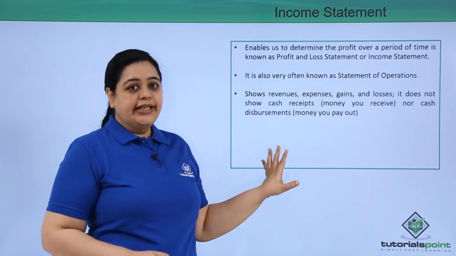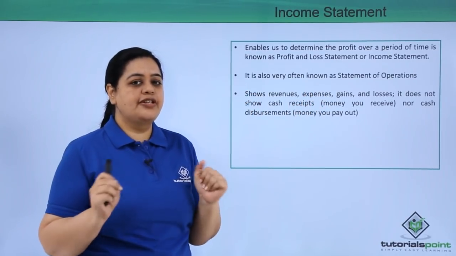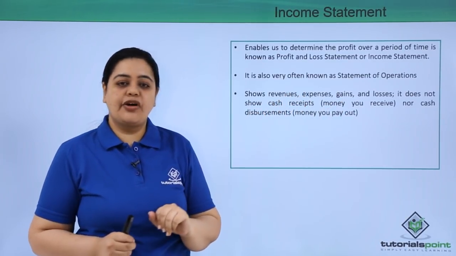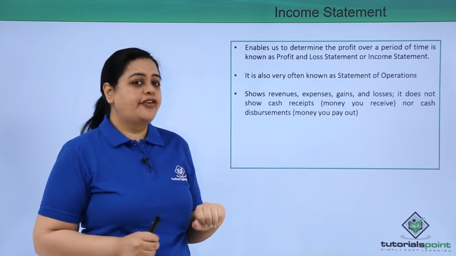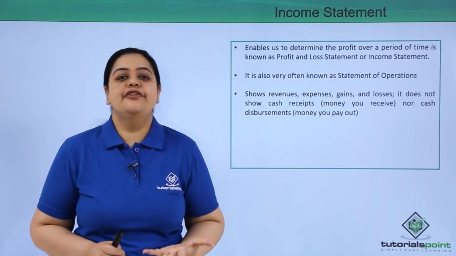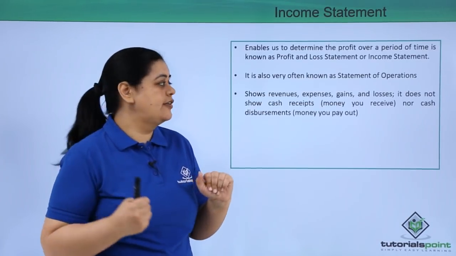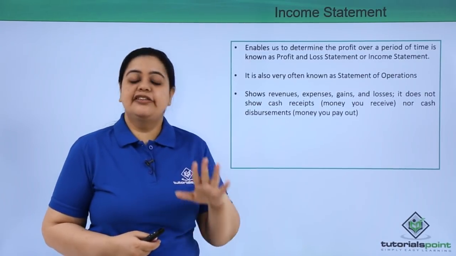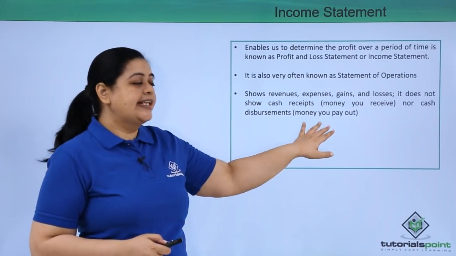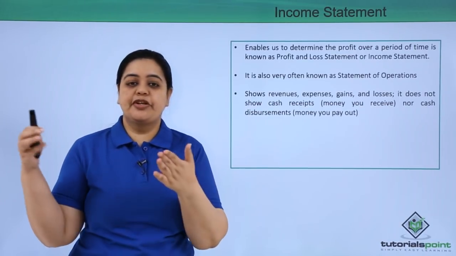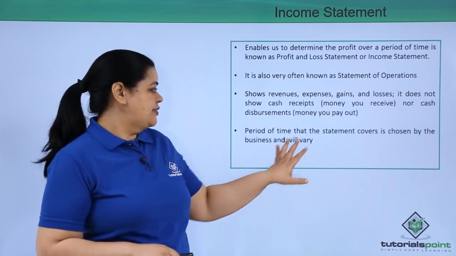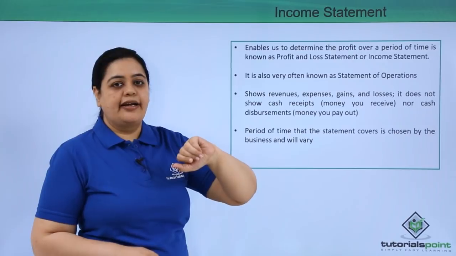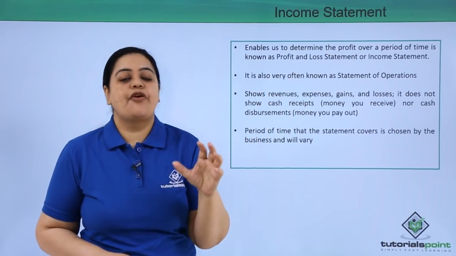Basically, in our income statement or a profit or loss account, you would see revenues on one side, expenses on another, what are the gains, what are the losses. There would be entries related to sale of fixed assets if it is a gain or a loss. It will not show cash receipts because we have a cash register to record that. Neither will it show any cash disbursement because that would be shown in the cash register. Now, period of time: if you see my first line, it says that it determines the profit over a period of time.